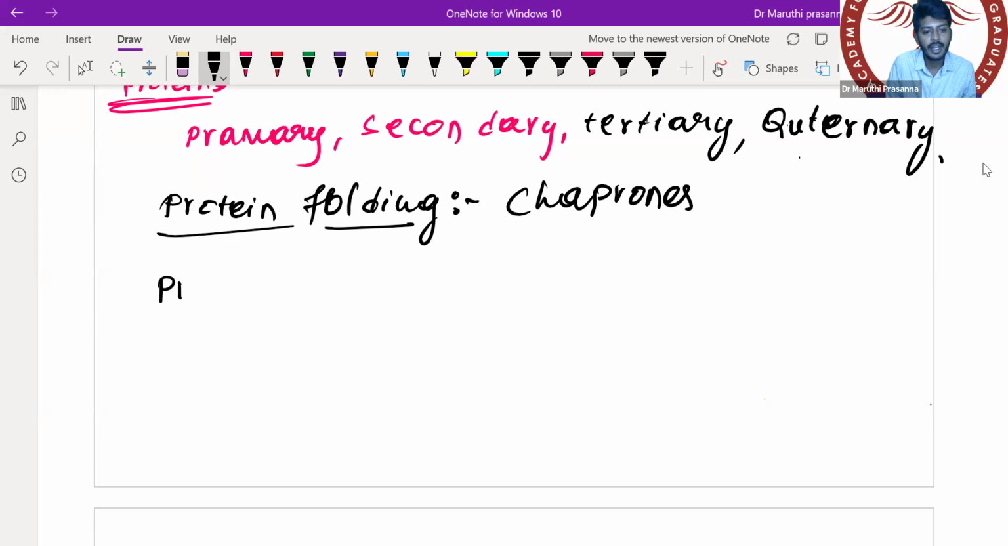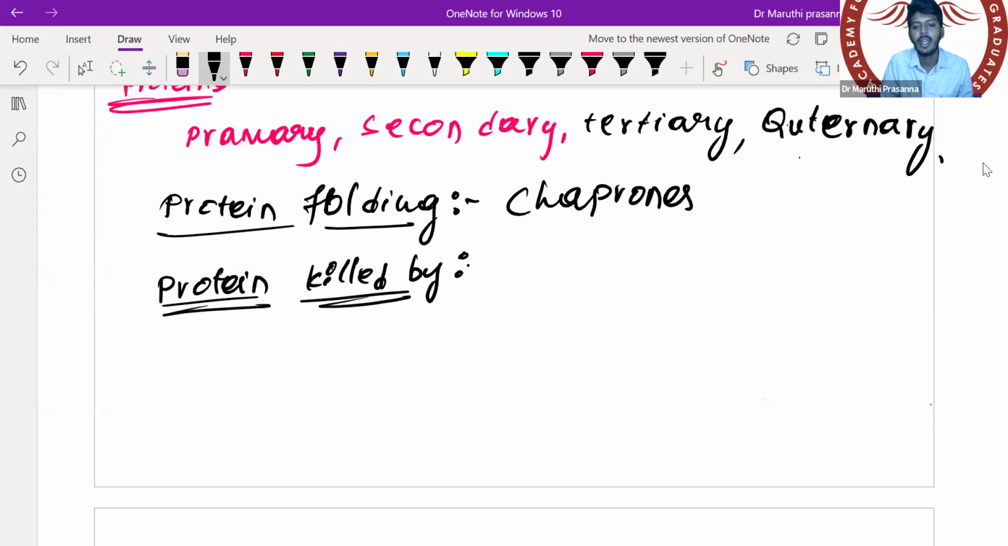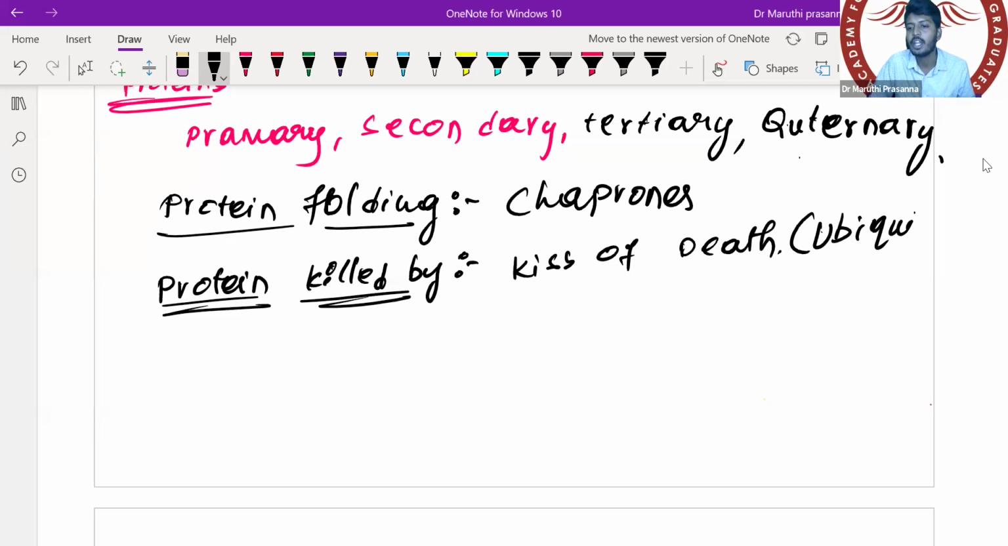Okay, then protein death is caused by which substance? Proteins are killed by what? Proteins are killed by, all of you know that, tell me. That is one last kiss of the protein, that is the kiss of death. Kiss of death is which one? Ubiquitin. Very good, but what is that? Ubiquitin. Very good answer, everybody is correct. Ubiquitin. Ubiquinone is coming where? Ubiquinone is coming in the electron transport chain.